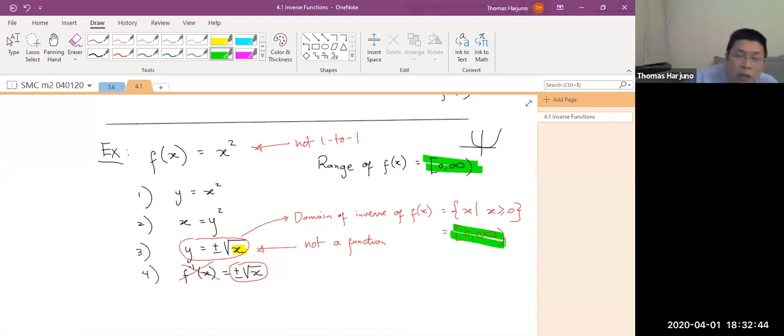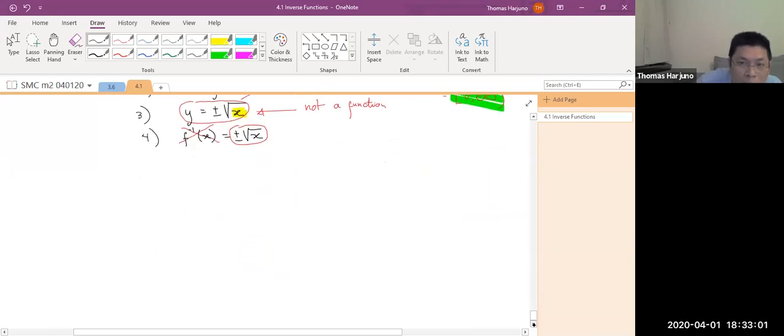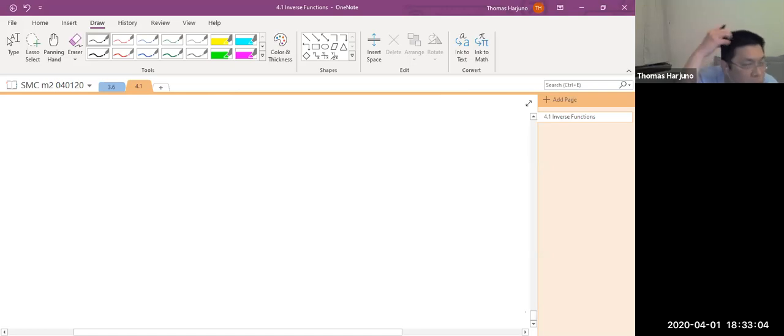One of the big purposes we learn inverse functions, of course, is for 4.2 and 4.3, but the side kick that we get from here is that we find another method to find the range of a function. Now, of course, if we are lucky and the function is one-to-one, then the range of that function is the domain of the inverse function. But even if the function is not one-to-one, the range of that function is still the domain of the inverse. Now, let's take a look at the next example.